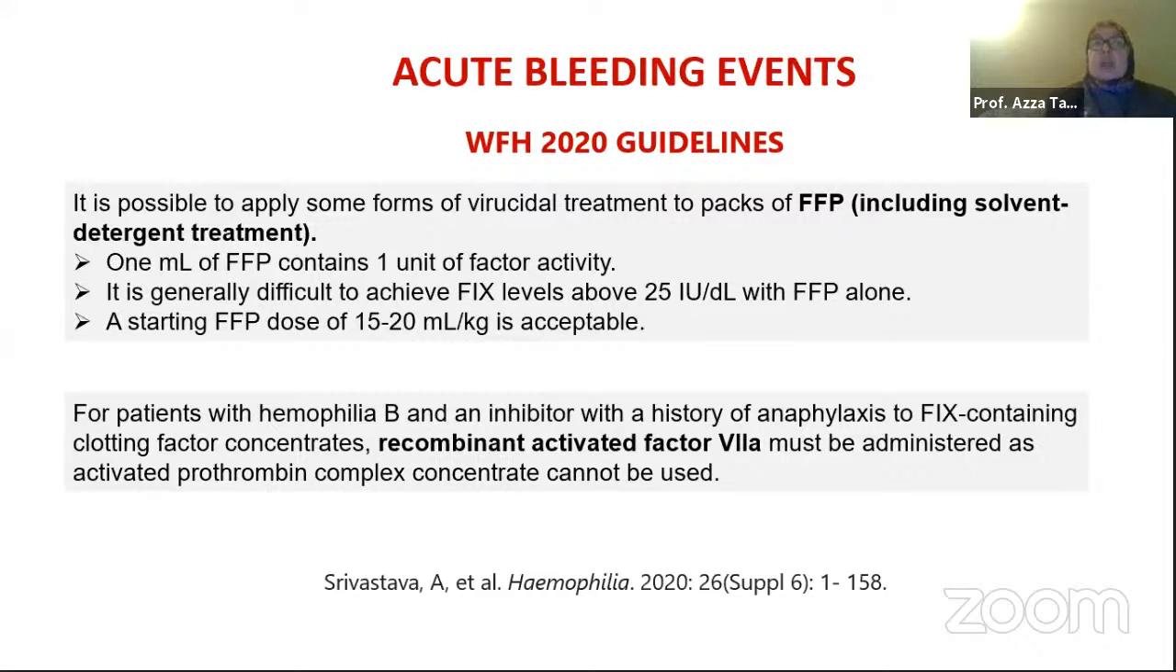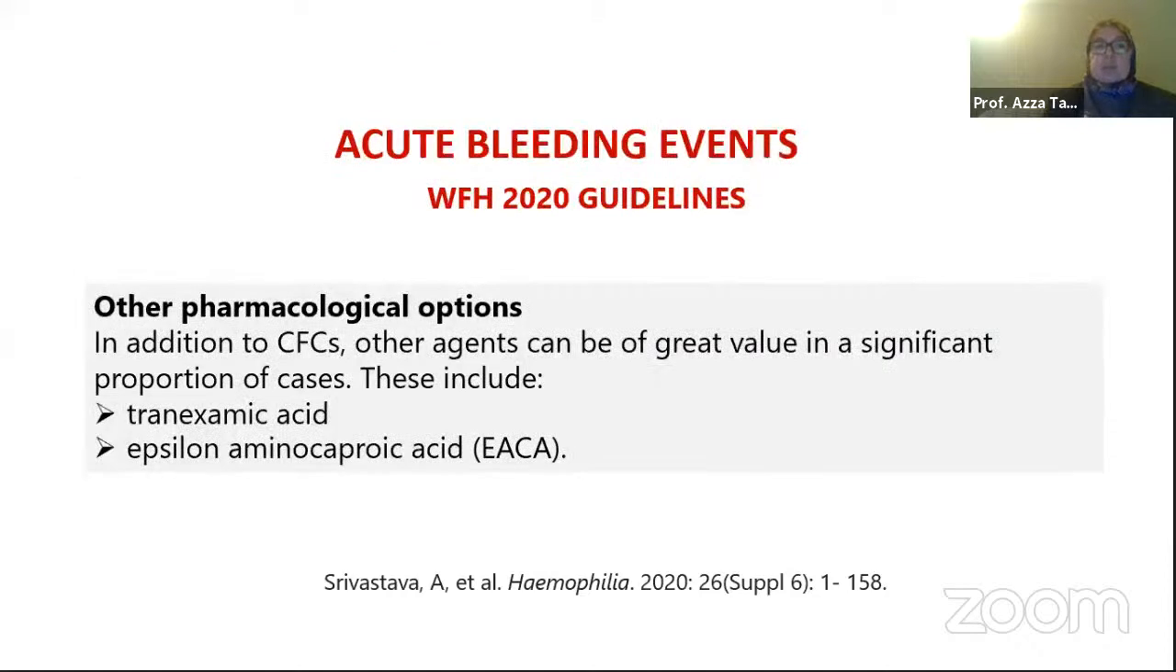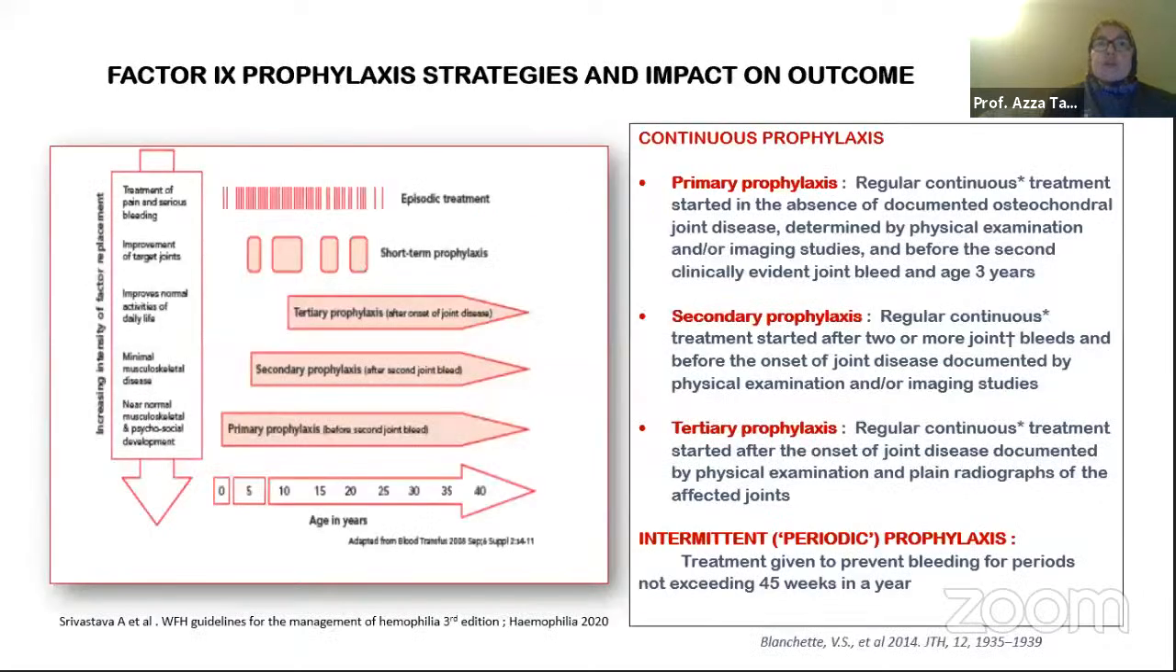But if a patient with hemophilia B is having inhibitor, the only option for treatment of acute bleeding is recombinant activated factor VII, never the activated prothrombin complex concentrates. The use of supportive tranexamic acid or epsilon aminocaproic acid are recommended by the World Federation of Hemophilia.